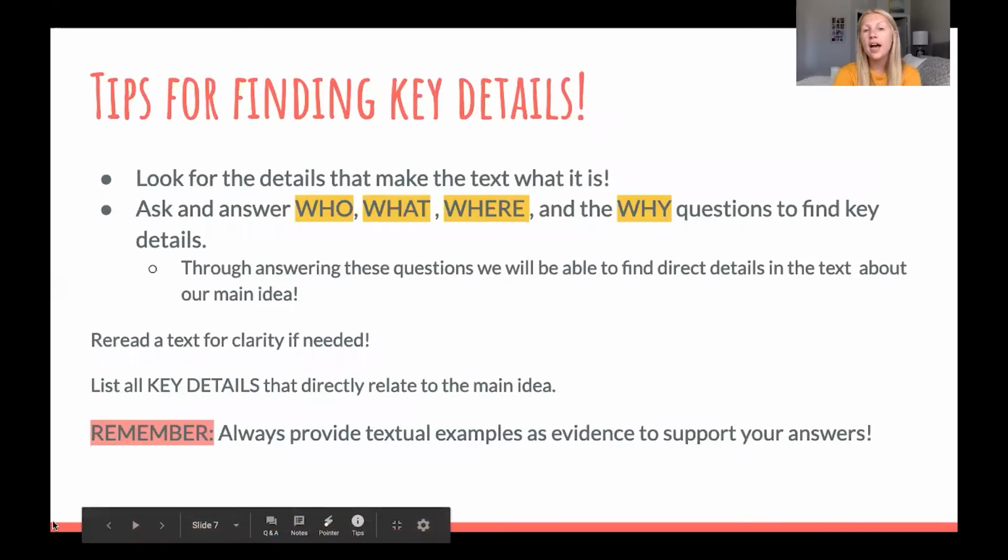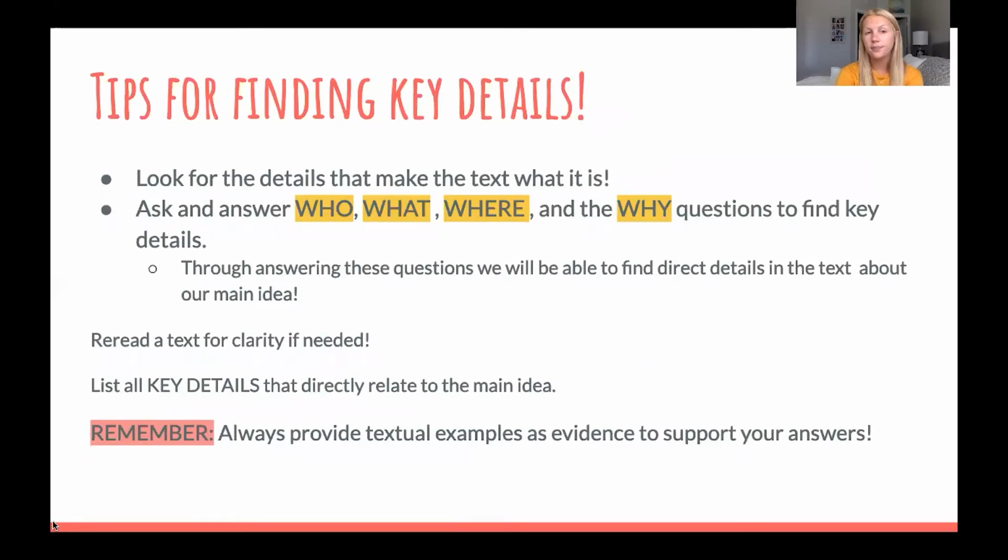So, tips for finding key details. Look at the details that make the text what it is. Ask and answer who, what, where, and why questions to find key details. Through answering these questions, we will be able to find direct details in the text about our main idea.